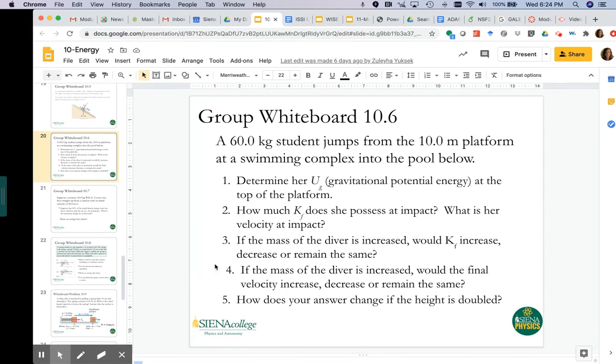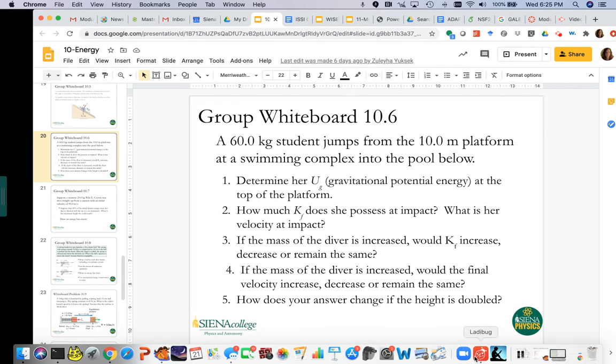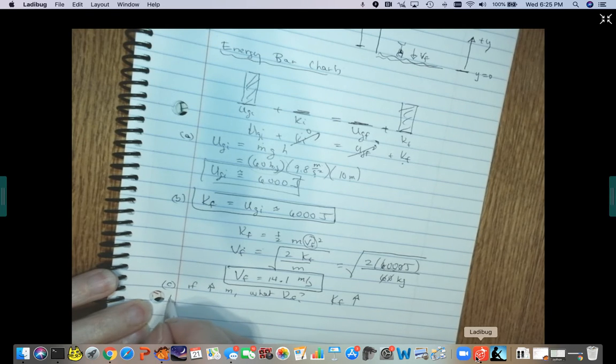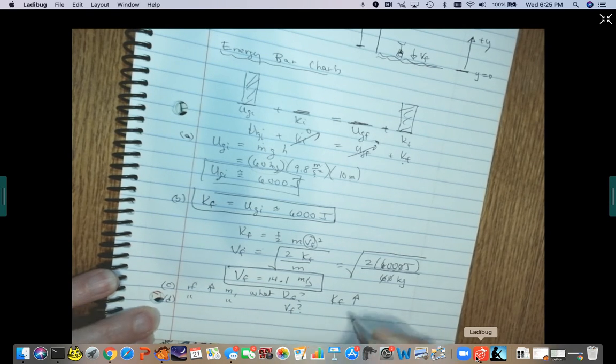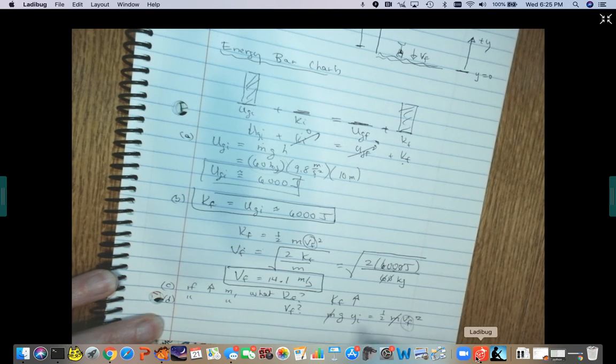And then part D, if the mass of the diver is increased, would the final velocity increase, decrease, or remain the same? Okay, so D is the same thing. What happens to v final? Here it's useful to write out the equations, right? So we have mgy initial equals 1/2 m v final squared. And the mass actually cancels out, right? So if we solve for v final, there is no dependence on mass. So v final does not change if we change the mass.